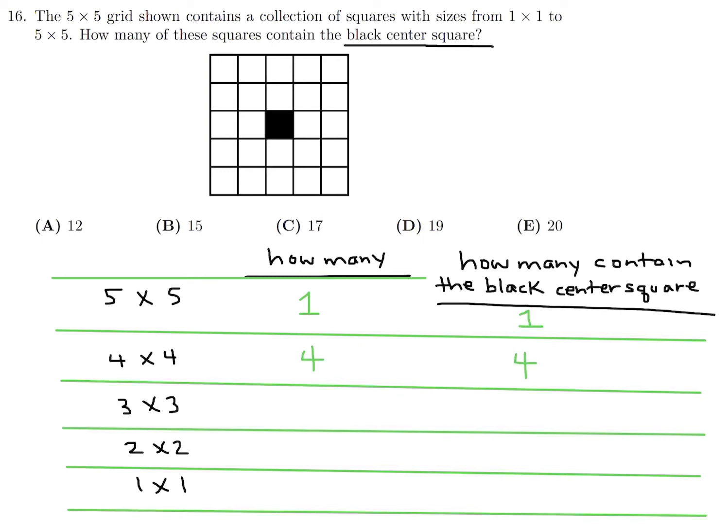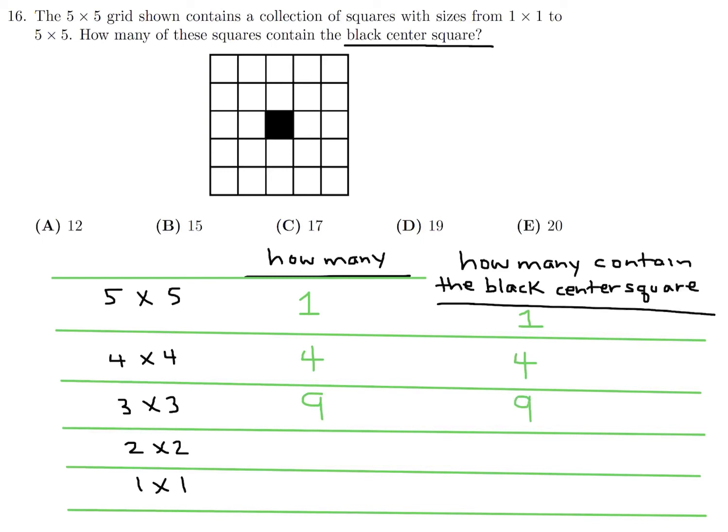Now let's turn our attention to 3 by 3. So 3 by 3 is like this. 1, 2, 3. Correct? And then we got 4, 5, and 6, and 7, 8, and finally 9. 9 of them. Now of those 9, how many contained the black center square? All of them did.